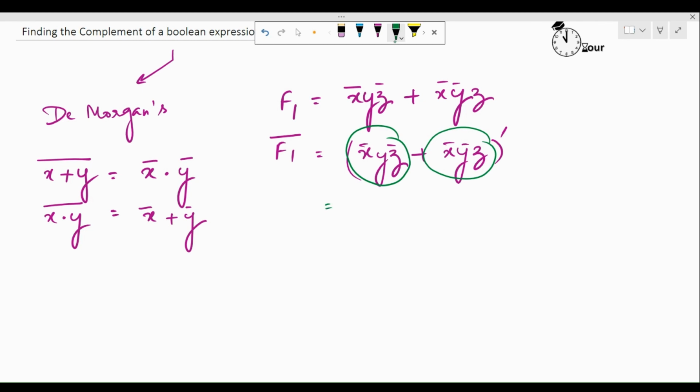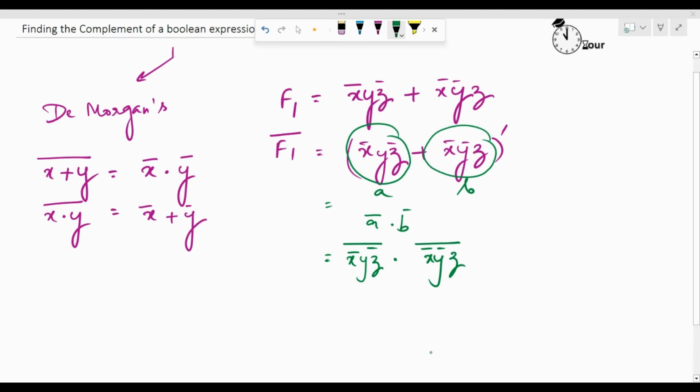Applying De Morgan's, if this is A and this is B, then A plus B the whole bar is A bar dot B bar, where A is going to be nothing but x bar y z bar, and there is a bar over A. The whole bar dot x bar y bar z is B. So let me replace that. X bar y bar z is B. There is a whole bar over B. So this is how we have replaced this expression, removed the whole complement, and used De Morgan's to do that. Now we can further simplify this.